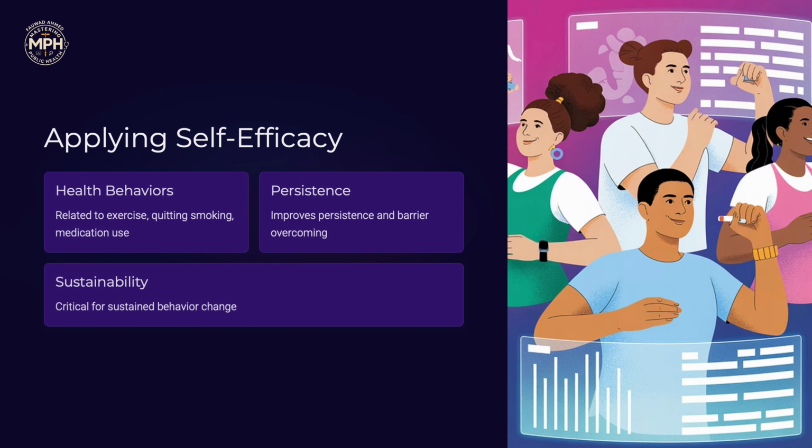Fourth is applying self-efficacy to health behavior. Self-efficacy plays a role in nearly every health behavior. People with high self-efficacy are more likely to exercise regularly, quit smoking, manage chronic illness, use contraception or condoms, attend preventive health appointments. Self-efficacy helps people overcome barriers and bounce back after setbacks. It's especially important in behavior change programs that require sustained effort.